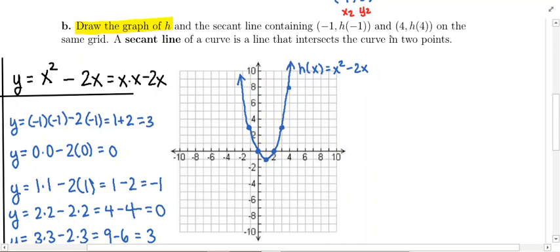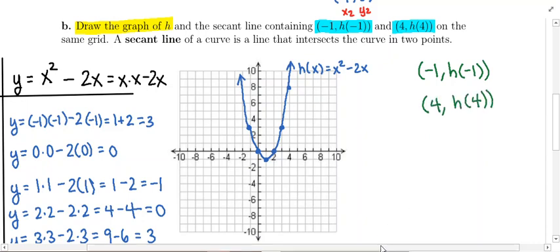So we're about to put a line on here that intersects the parabola in 2 places, and that's going to be the secant line. Now it tells you in the directions the secant line has to go through these 2 points. Well, they look crazy, so let's interpret these. What in the world does this mean? -1, h of -1, and then also 4, h of 4.